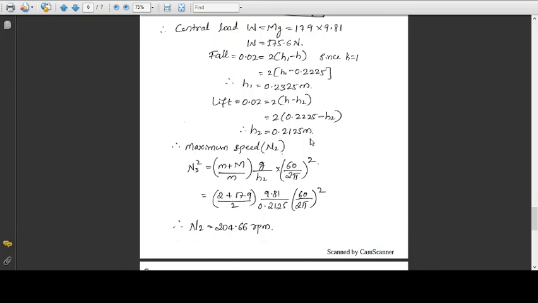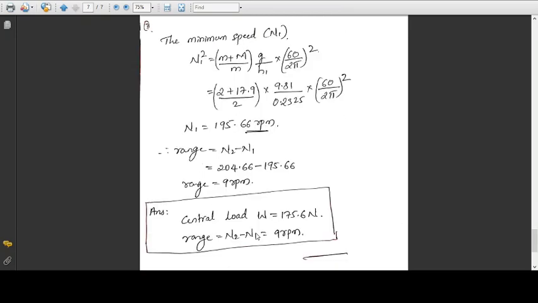Once you know the values of h1 and h2, you can easily calculate the maximum and minimum speed using those equations. To calculate the maximum speed, that is n2, in this equation in place of h2 you substitute 0.2125 meter. You have already calculated the central mass; this m is given, g is known. So easily you can calculate the maximum speed n2. After the simplification you get n2 as 204.66 rpm.